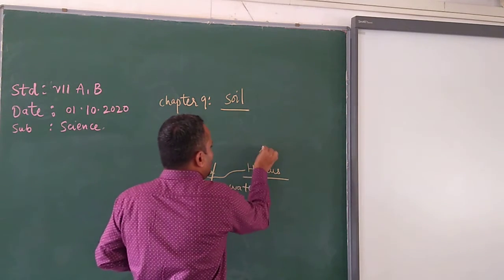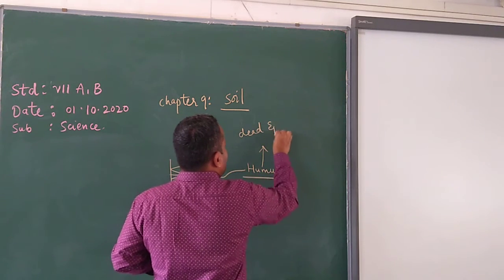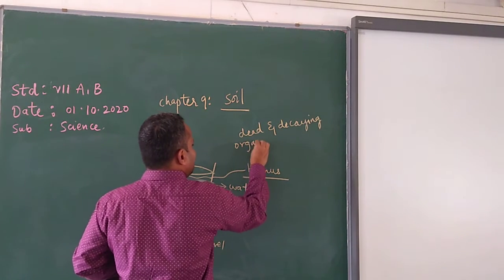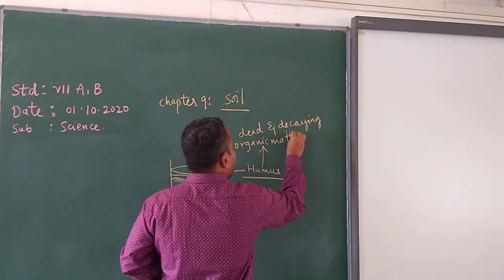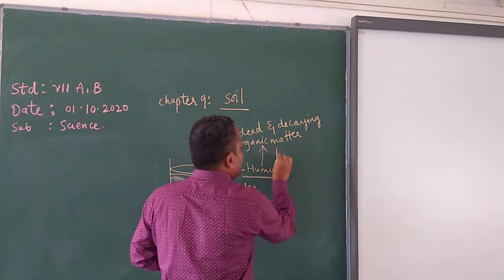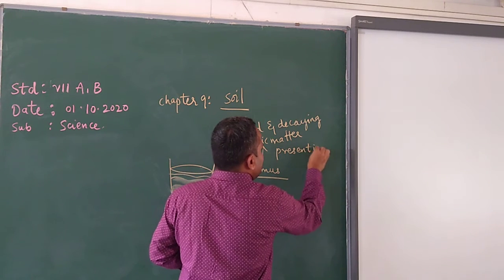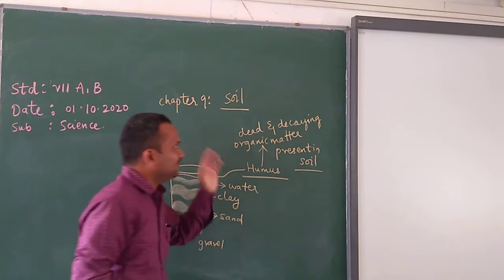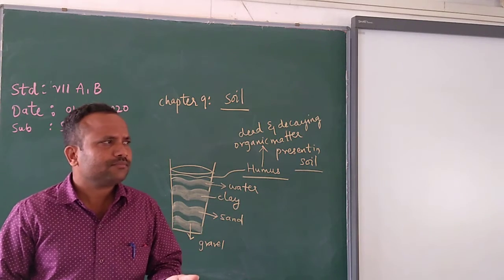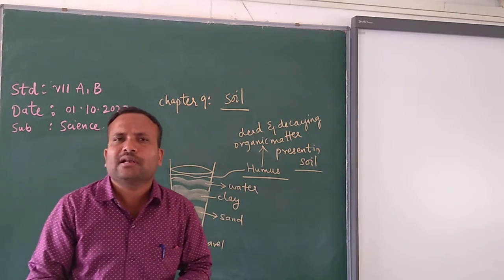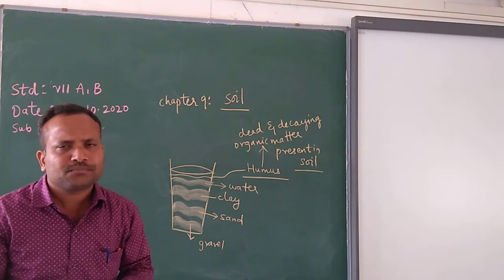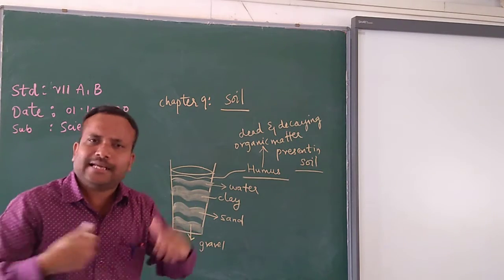Humus means, children, dead and decaying organic matter which is present in the soil. Dead and decaying means anything: plants which have died, animals which have died, some food thrown out in the soil, vegetable cuttings, fruit cuttings thrown out in the soil. They finally start decaying, no?